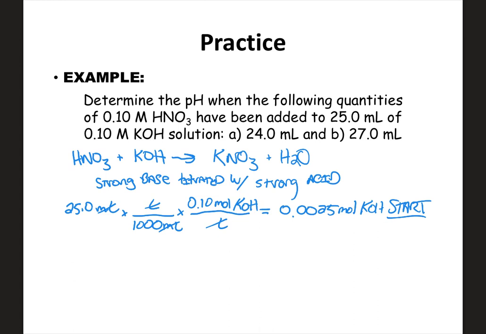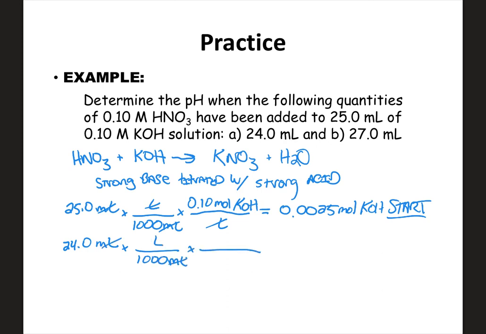So if I'm adding 24 milliliters of the acid, now I have to figure out how many moles of acid I'm actually adding to this. Because remember, this is a neutralization reaction. I have a certain amount of base, I'm adding acid to it. As that acid is added, it's attacking the base and essentially neutralizing it. So I have 24 milliliters of acid. Convert that to liters here.